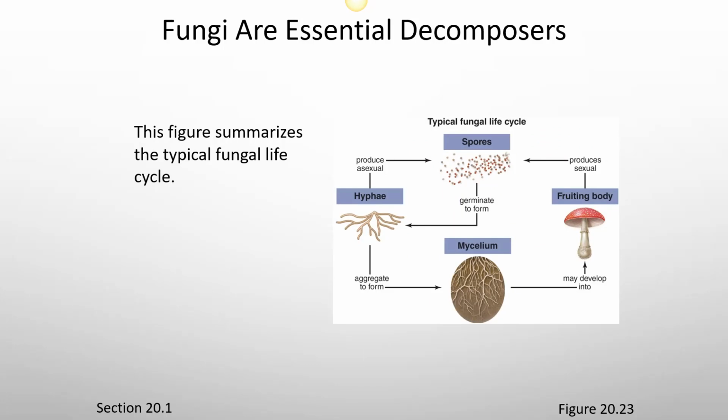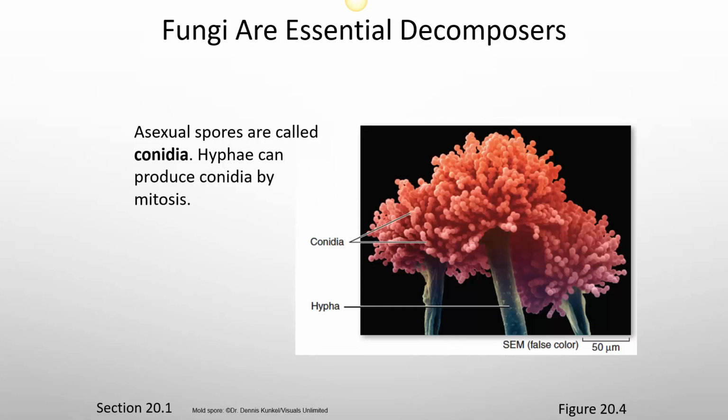So this figure summarizes the typical life cycle of a fungus. So the spores will turn into hyphae, they aggregate into a mycelium, and they may develop into a fruiting body, which produces more spores. Spores are either produced sexually or asexually. Sexual reproduction of spores is pretty rare. Asexual reproduction is more common. Asexual spores are called conidia. Hyphae can produce conidia by mitosis.